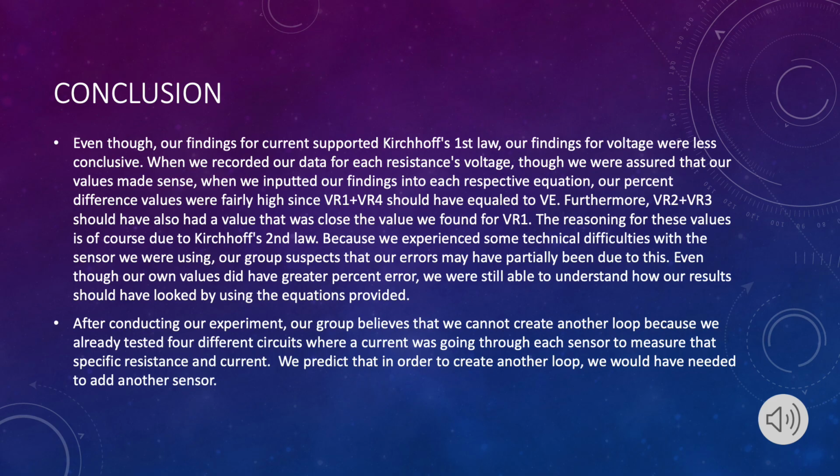Even though our own values did have greater percent error, we were still able to understand how our results should have looked by using the equations provided. After conducting our experiment, our group believes that we cannot create another loop because we already tested 4 different circuits where a current was going through each sensor to measure that specific resistance and current. We predict that in order to create another loop, we would have needed to add another sensor.